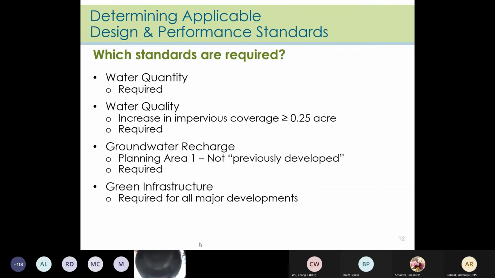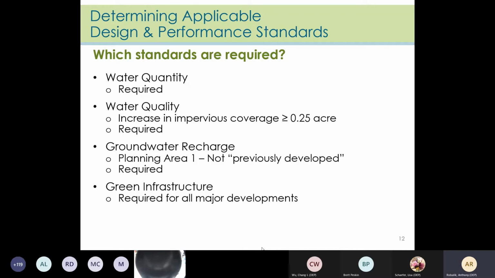Let's talk about which standards are required in this case. Water quantity is definitely required since it's required for all major developments. The only potential exemption would be if discharging into a tidal flood hazard area. And this is not in a tidal flood hazard area at all, so it would not qualify for that exemption.